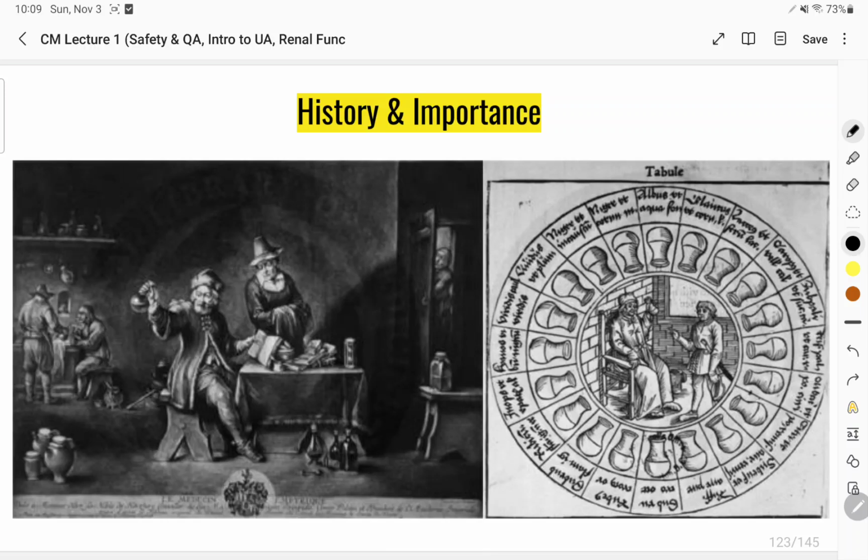Okay, so in the history of medicine, there have been many names associated with the study of urine. For example, Hippocrates, he wrote a book on uroscopy. Uroscopy is the study of urine, looking at and checking the urine. And also color charts had been developed to describe 20 different colors of urine.